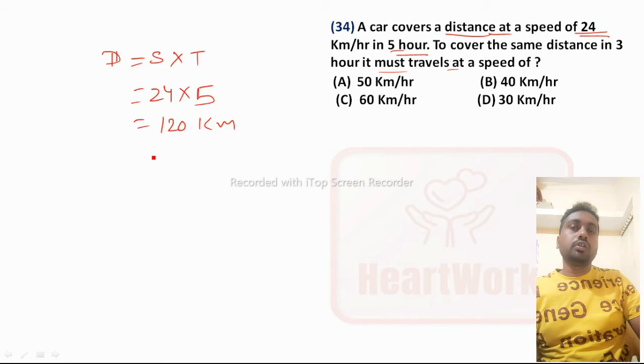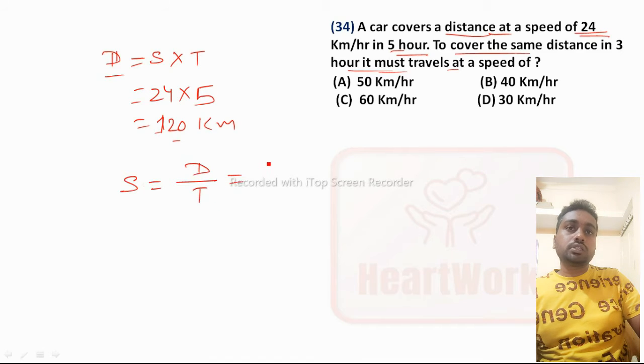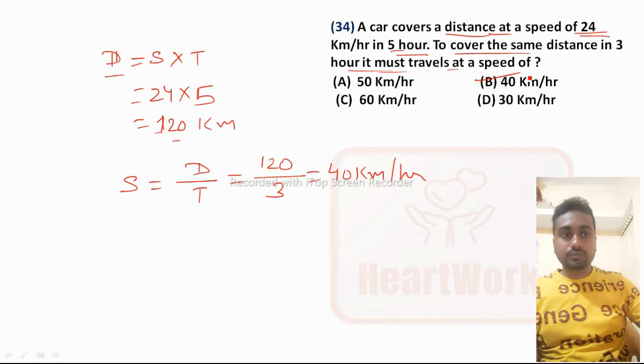So the total distance is 120 kilometers. Now we have to find the speed to cover the same distance, D, which is 120 kilometers, in 3 hours. Speed equals distance by time. Distance is 120 and time is 3, so it is 40 kilometers per hour. Option B is the right answer.